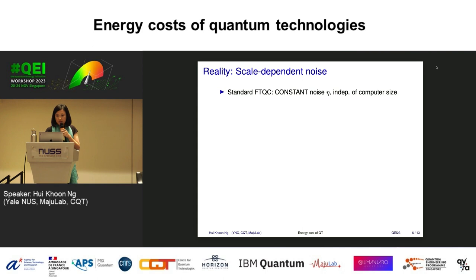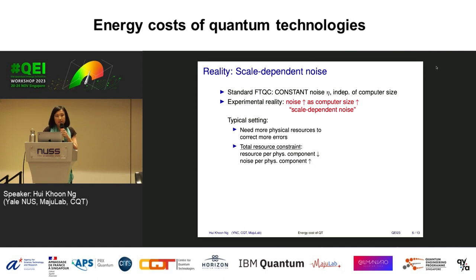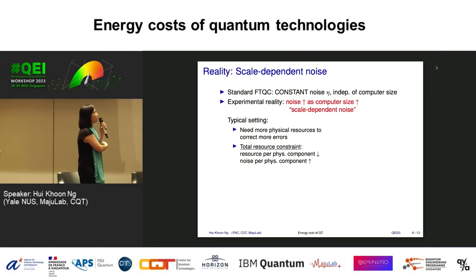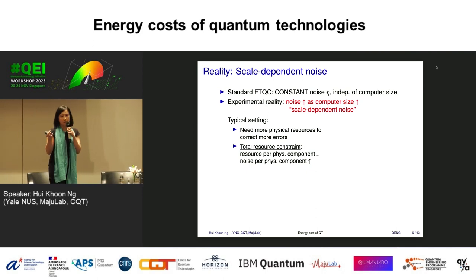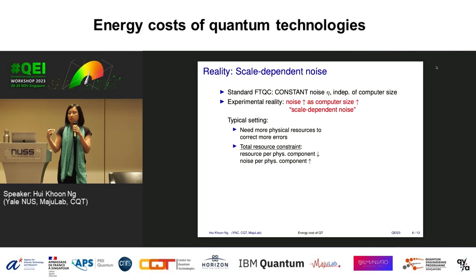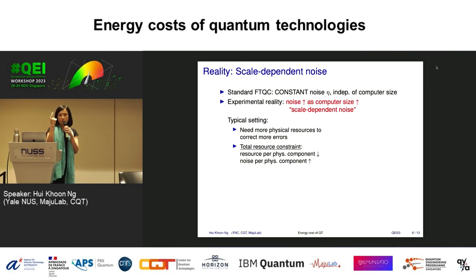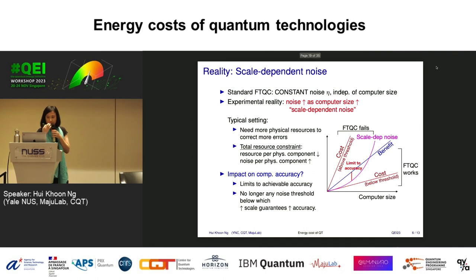Of course, I've already said this is what we assume as the basic ingredients for fault-tolerant quantum computing: that eta, the noise per component, is constant, independent of the computer size. The experimental reality is that the noise usually increases, at least right now, as the computer size increases, so you have this situation of scale-dependent noise. The typical setting where this happens is because you require more physical resources to do error correction. If you have some sort of total resource constraint, such as a space issue or a total energy issue, the resource that you can invest per component decreases as the scale increases. When your resource per physical component decreases, this usually leads to an increase in noise per physical component.